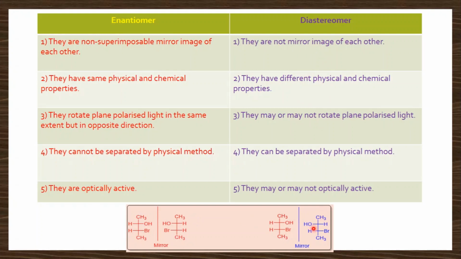Now these are two structures of diastereomers. They are not mirror images of each other. They have different physical and chemical properties, and they may or may not rotate plane polarized light. You can easily separate diastereomers by physical methods, and they may or may not be optically active.